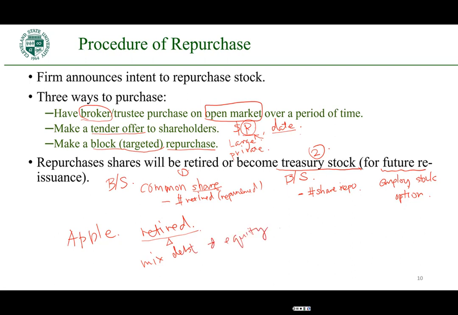So this is usually a good way that companies like to adjust their capital structure. Repurchase is very useful for this purpose.